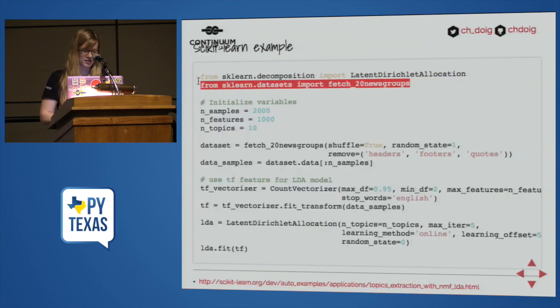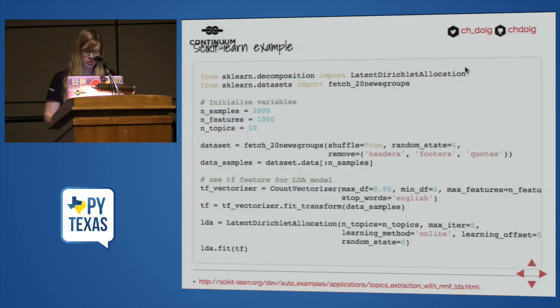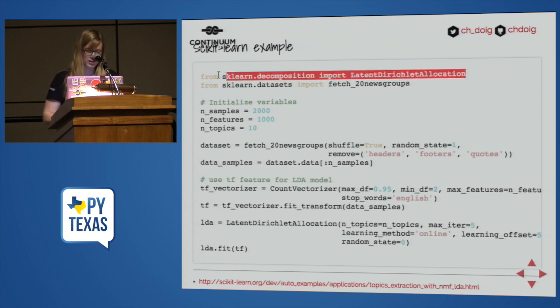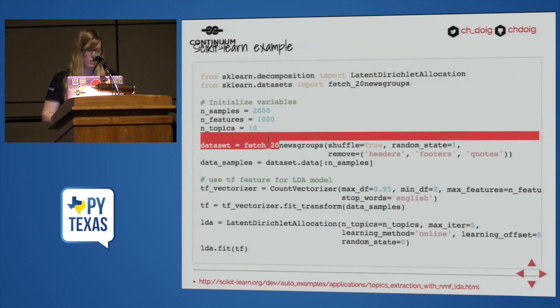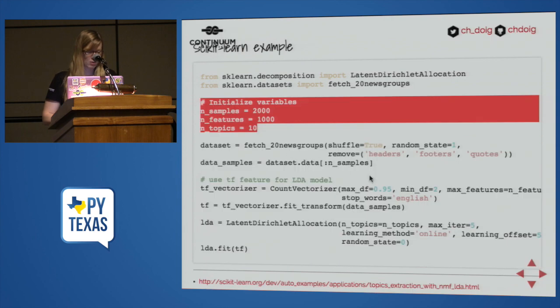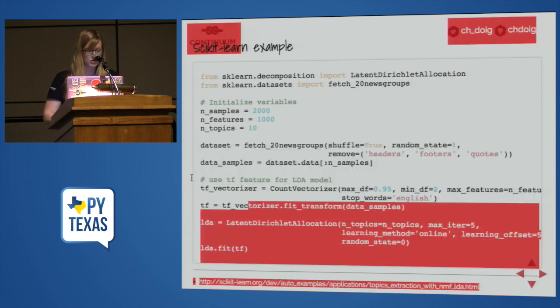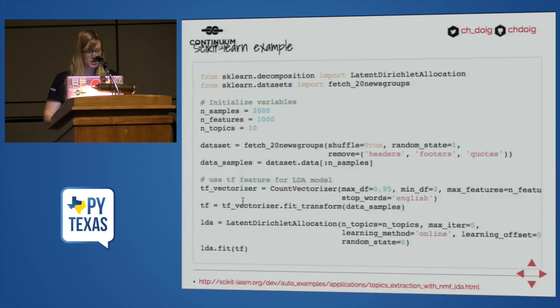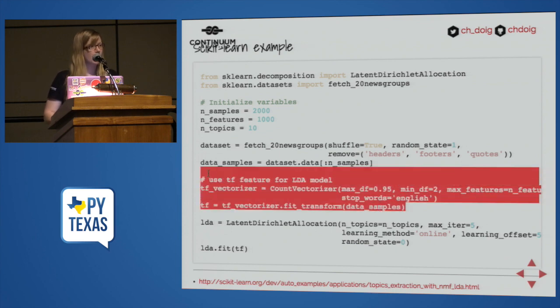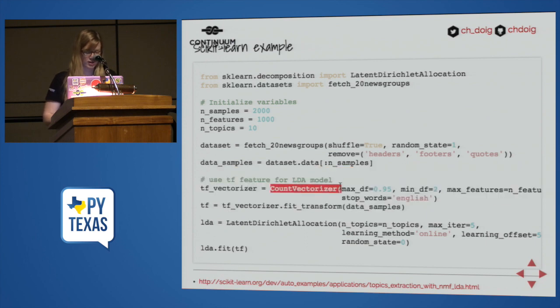So we have this data set of the 20 newsgroups. We import the latent Dirichlet allocation, we initialize some variables, and we prepare the data set. As I said before, we can either use just a term frequency, a count vectorizer, or we could use something different like a TF-IDF. In this case, we're just using the count vectorizer.